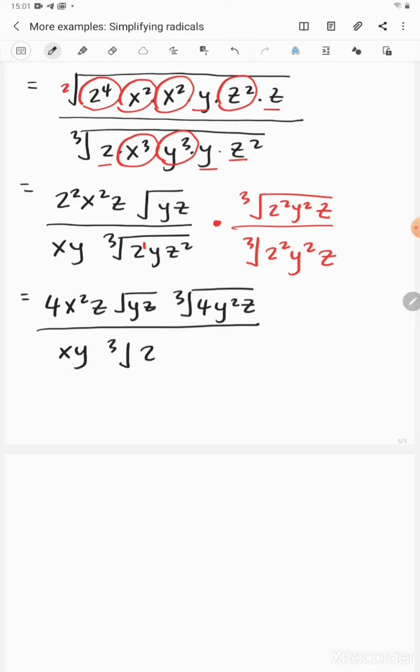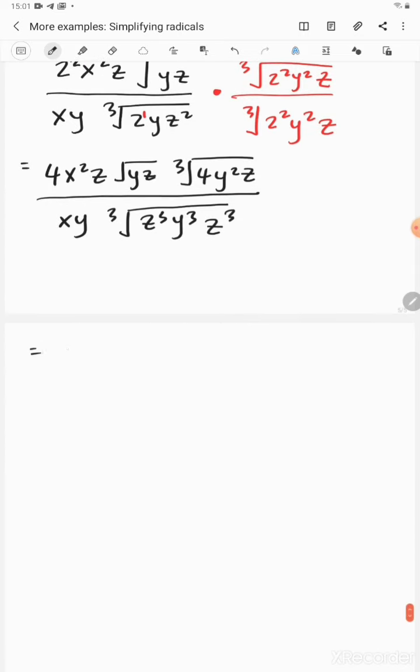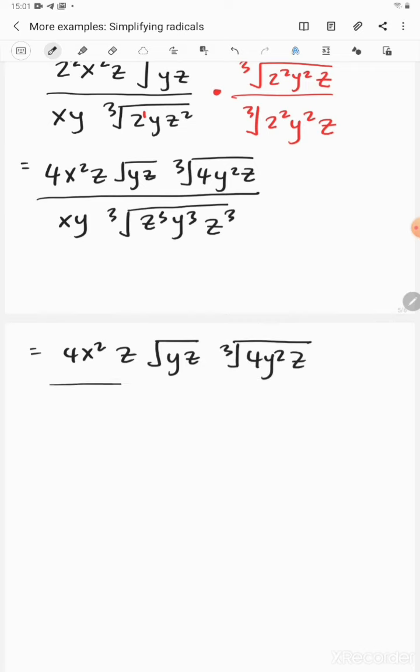Outside the root we get z cube, y cube, and also z cube. Okay, now we simplify. 4x square, square root of yz, cube root of 4y square z, divided by, okay, now we have x, and now we can just simplify this y and multiply by y, we get y square and z.